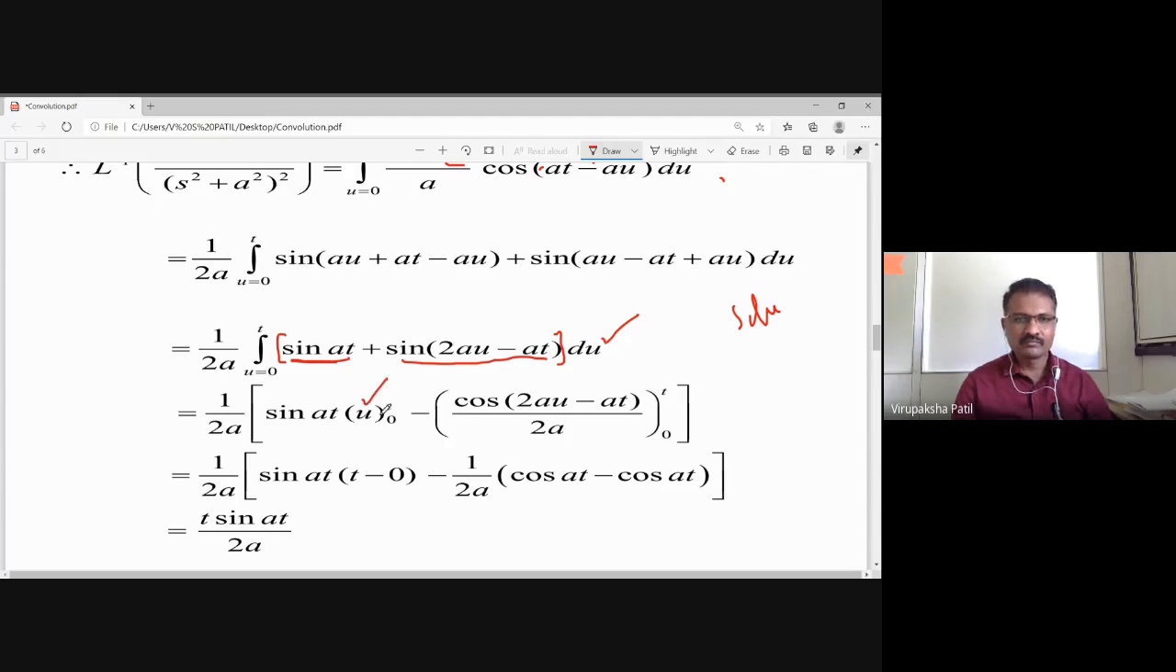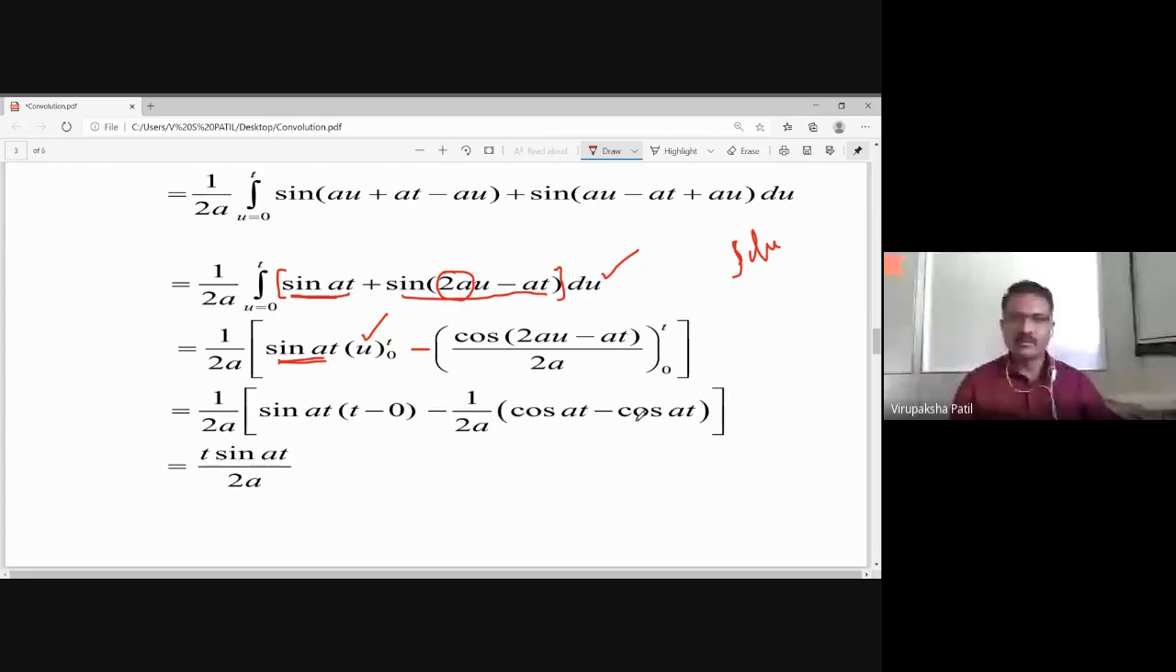Is that right? Clear? Sine at is held constant. You need to integrate only the u term. So it becomes integration du if you integrate only the first term. So that is u, so u is equal to 0 to t. We put these limits separately. Then next come to this. Integration of sine 2au minus at: integration of sine is minus cos. So this plus into that minus becomes minus. So I have written minus here. Minus cos 2au minus at as it is. You are integrating with respect to u, so the coefficient should be taken in the below, that is divided by 2a. Is that clear? Clear or not?